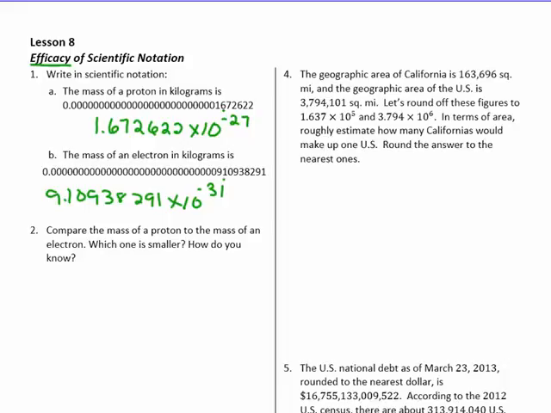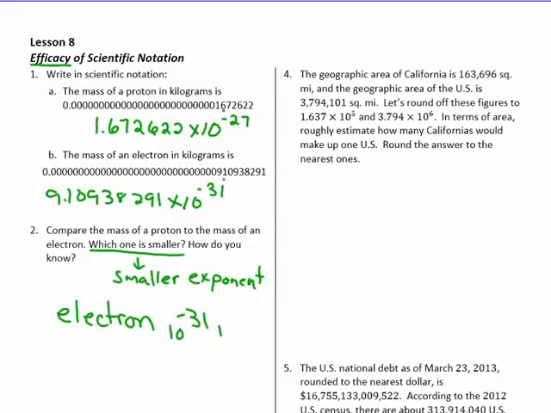Compare the mass of a proton to the mass of an electron. Which one is smaller? The smaller one is going to have the smaller exponent, a smaller power of 10. So the one that's smaller is the electron. And why? Because 10 to the negative 31st is smaller than 10 to the negative 27.